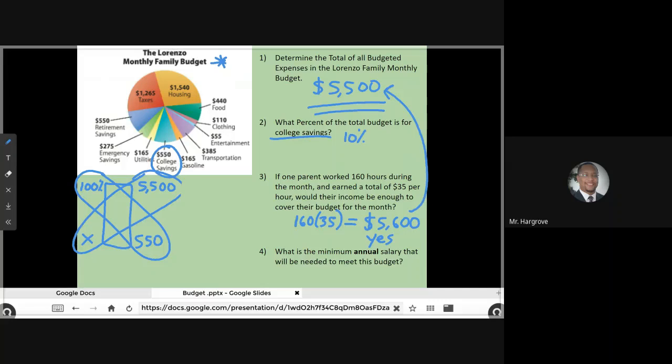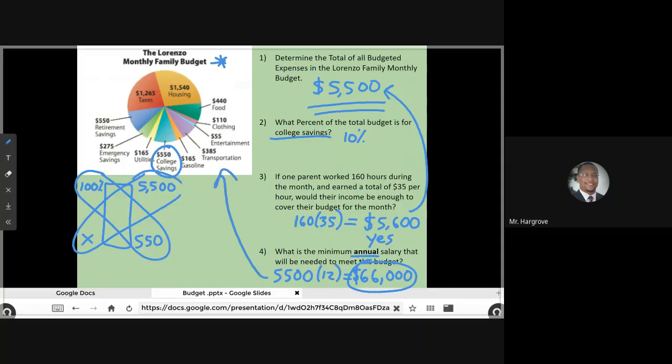So that's a key word, annual salary, because when we think annually, that means we're looking at a year. Now, I know that the Lorenzo family needs to make $5,500 every month, but what do we need to do to figure out how much they need to earn per year? Well, since there's 12 months in a year, we're going to multiply 5,500 by 12. And when we do that, we get 66,000. So that means that the Lorenzo family needs to earn $66,000 per year to afford this budget.